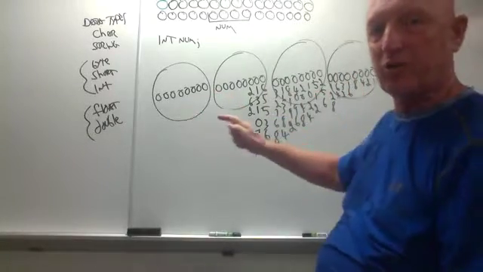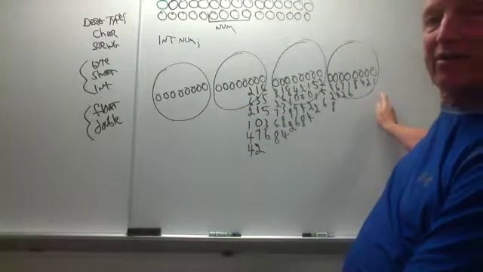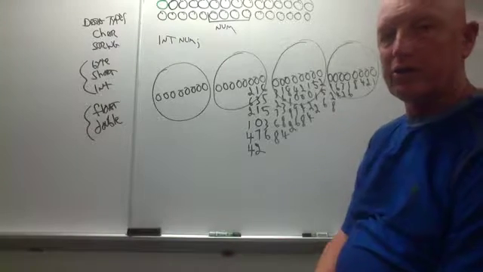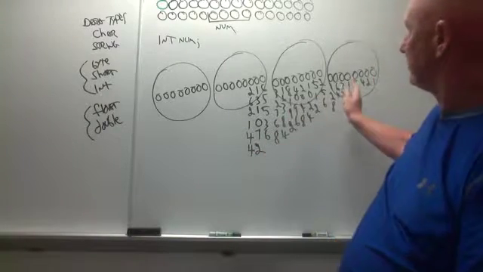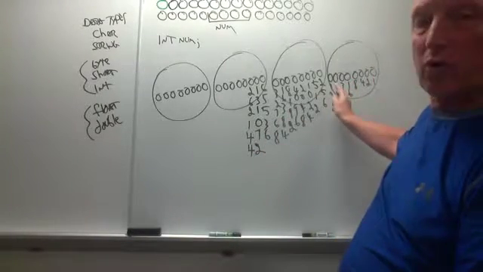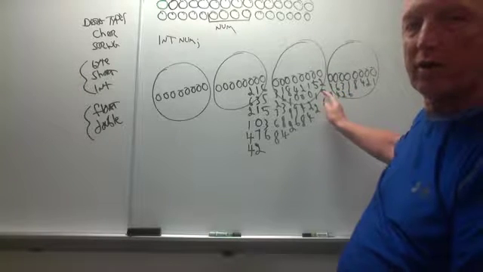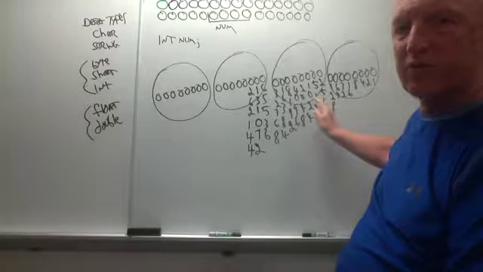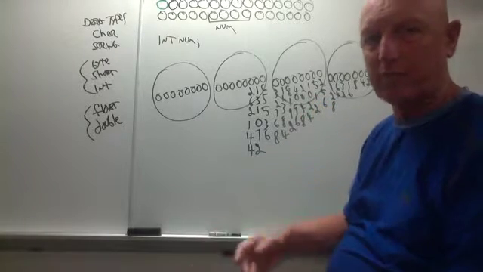There are 32 total wires. You can see I've got the values here: 1, 2, 4, 8, 16, 32, 64, 128. Keep going. Multiply everything by 2. 256, 512, 1024, and so forth.